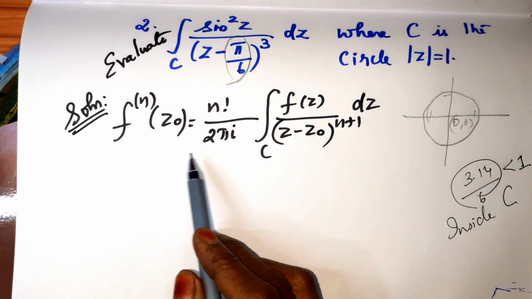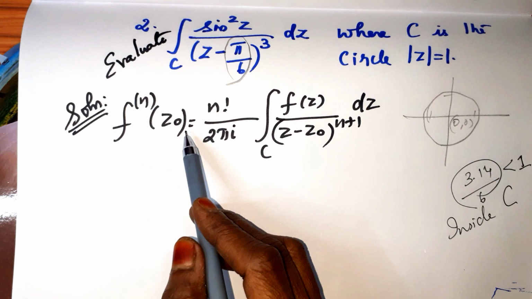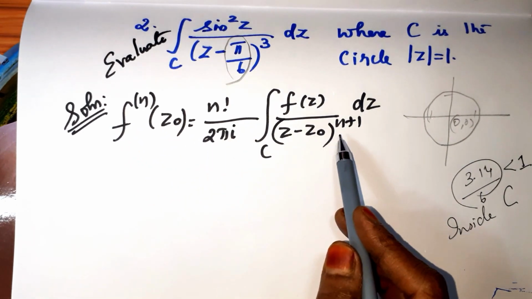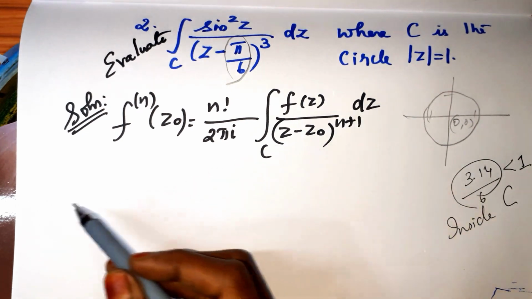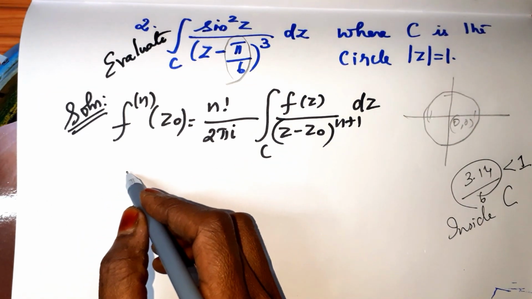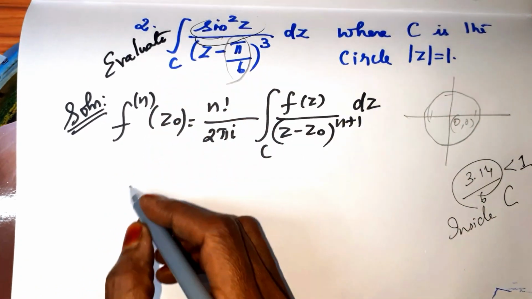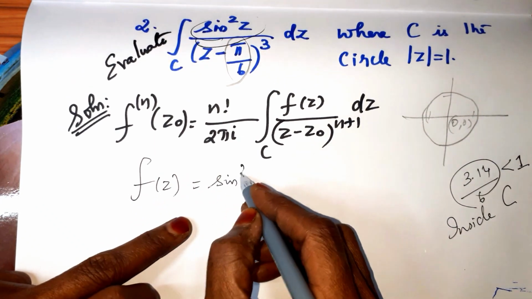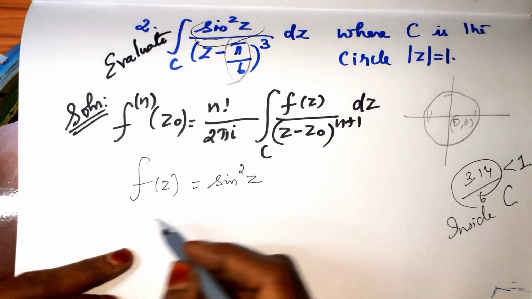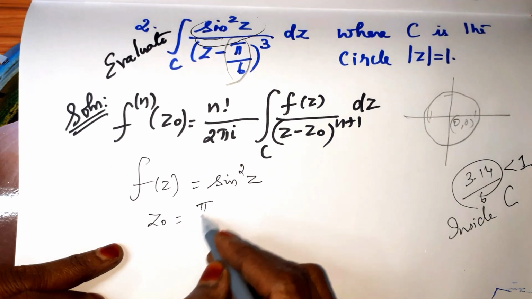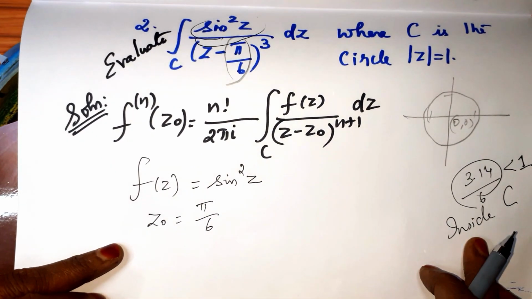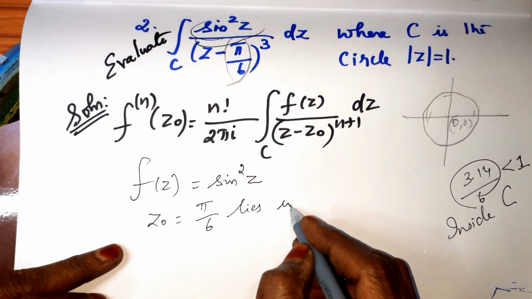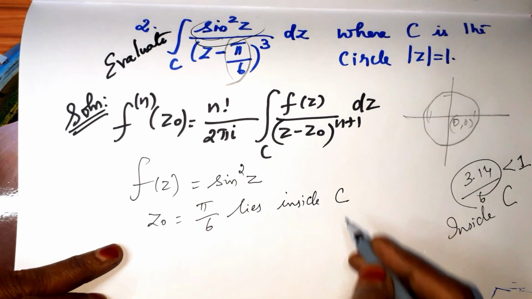This is the formula we have. The nth derivative of f at z0 is equal to n factorial by 2 pi i times the integral over C of f of z by (z minus z0) power n plus 1 dz, right? Here, what is f of z? This term is my f of z. So f of z is equal to sine squared z, and z0 is equal to pi by 6, and we already found that this lies inside C. So this lies inside our circle C.